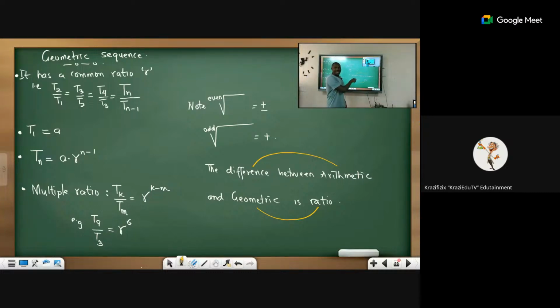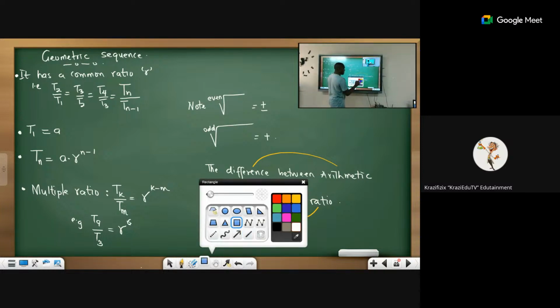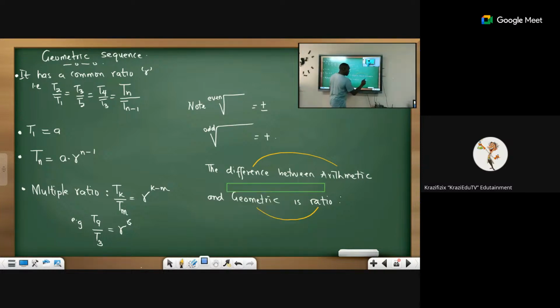Once I say geometric, that last statement is the key. Geometric is, think of it as a statement on its own. Forget about the rest. Geometric is ratio. Then you're done. Because learners mix them together, and once you mix them together, you're going to mix the formulas. Once you mix the formulas, the whole thing is a big mess. Okay, let's look at an example.